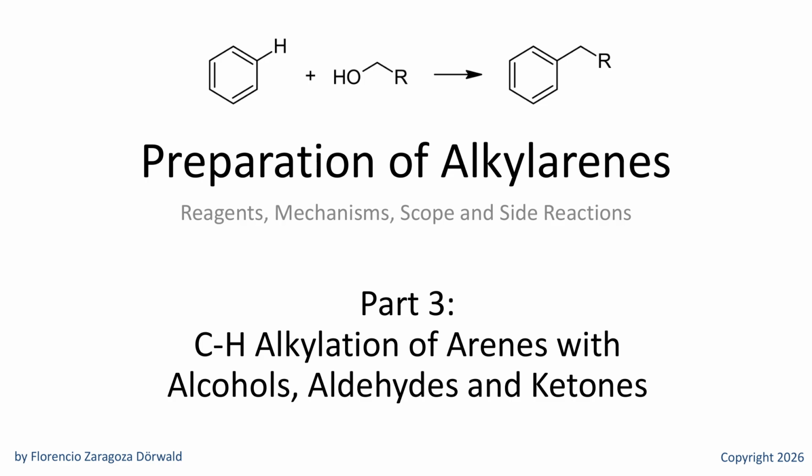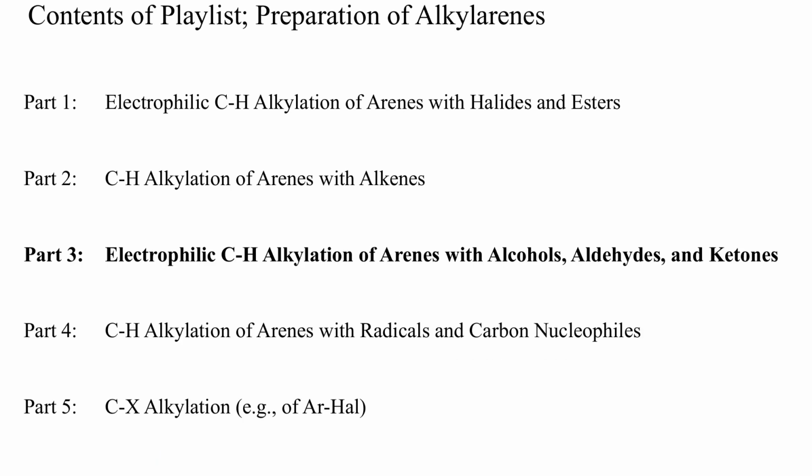Hello, and welcome to part 3 of this video playlist about the preparation of alkylarenes. In this video, we'll have a look at the alkylation of unsubstituted arenes with alcohols, aldehydes, and ketones. Because these starting materials are stable and readily available, these reactions are important for the industrial manufacture of many intermediates, for instance, monomers for the production of polymers.